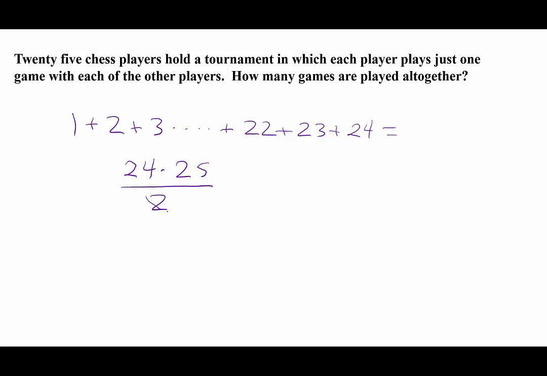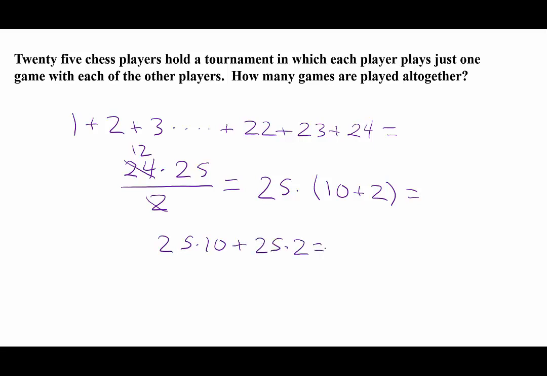Okay, so I can cancel out the 24 with the 2, and now I'll have 25 times 12. I'll actually write that as 25 times 10 plus 2, and I'll use the distributive property to get 25 times 10 plus 25 times 2. 25 times 10 is 250. 25 times 2 is 50. So I get a total of 300. 300 games. That's a lot of games.